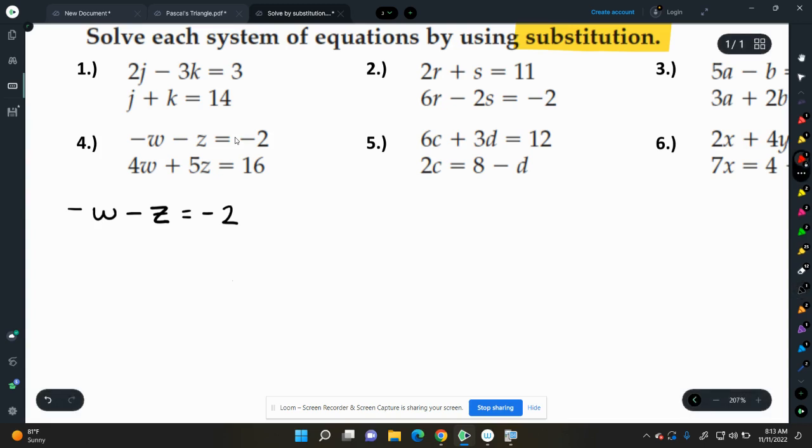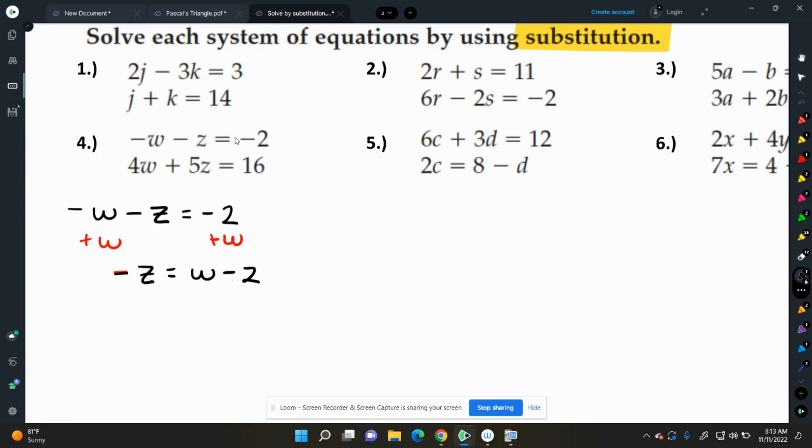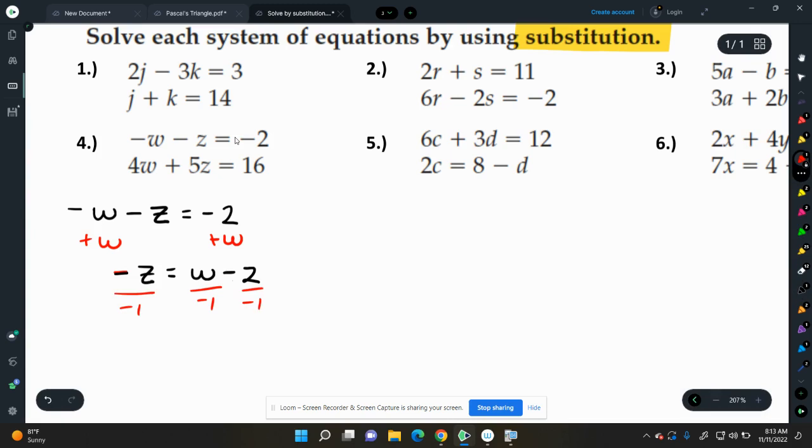All right, so how would I isolate the Z? Add the W to the other side. Good. So we get negative Z equals W minus 2. I still have not isolated the Z. I've isolated negative Z. So how do I get it to be Z? Divide everything by negative 1. Okay. So we get positive Z equals negative W plus 2.